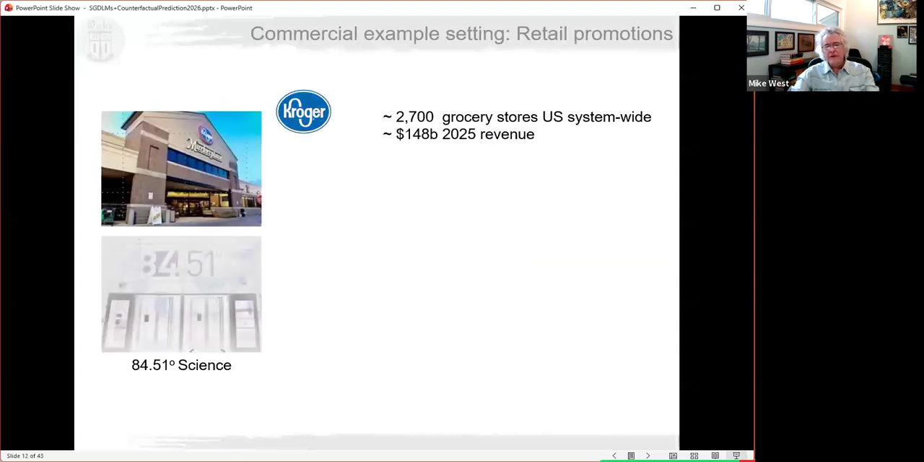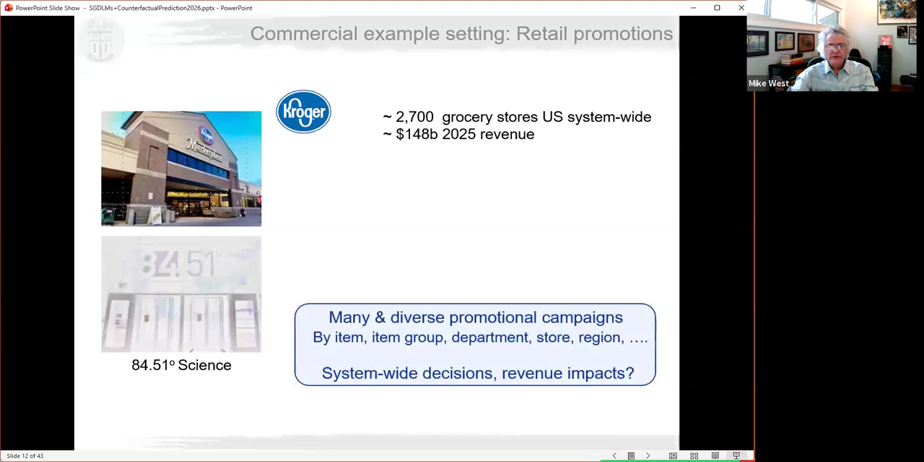Another example, I mentioned the Kroger stock on the stock return slide. I work with 8451, which is a large data science company, wholly owned subsidiary of Kroger, which, as I mentioned, is the US's largest pure grocery store system, and it's big. So I first got involved in the counterfactual forecasting a couple of years ago with them after a series of projects on a variety of topics.